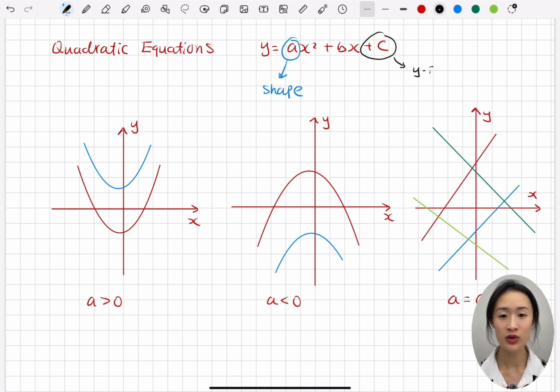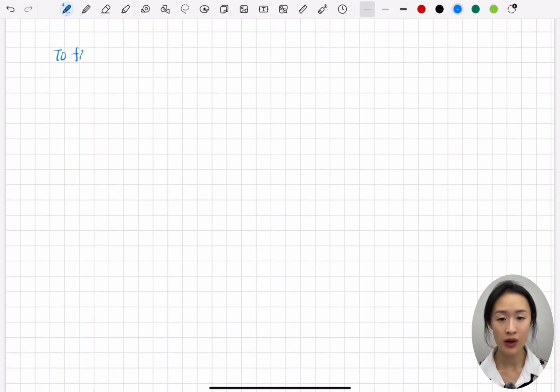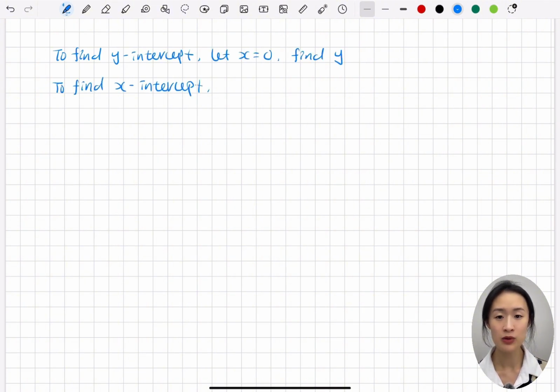Plus c is also the y-intercept. So we could have a positive y-intercept or negative y-intercept. Similarly, we will have x-intercepts. As you can see, this time we could have two x-intercepts. Very quickly, let's remind ourselves how to find the y-intercept. To find the y-intercept, you need to let x equal 0 and find y. Similarly, if we want to find the x-intercepts, then we need to let y equal 0 and solve for x.